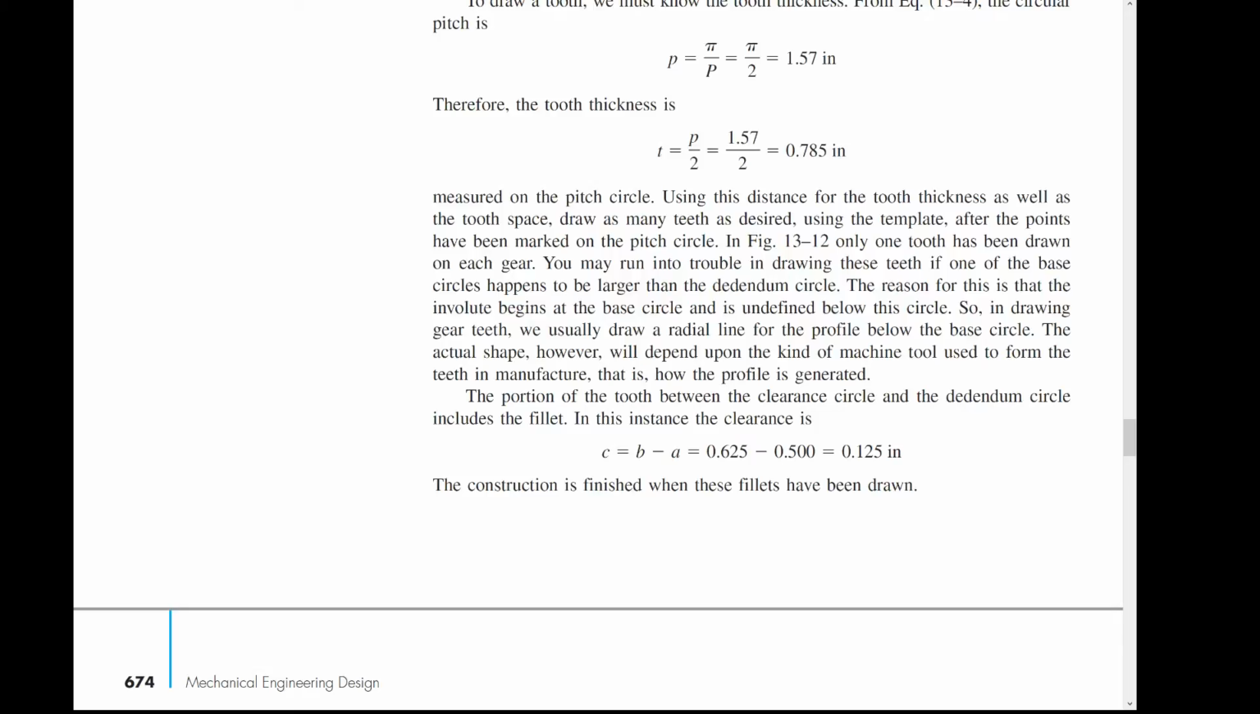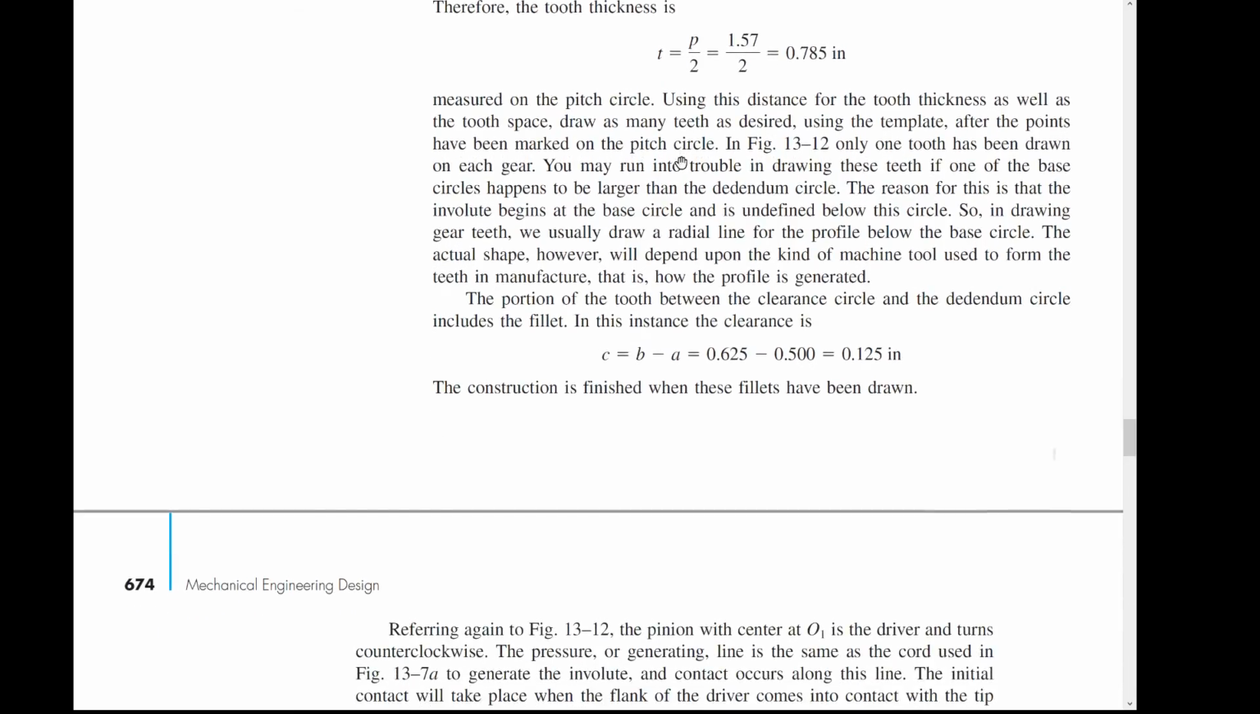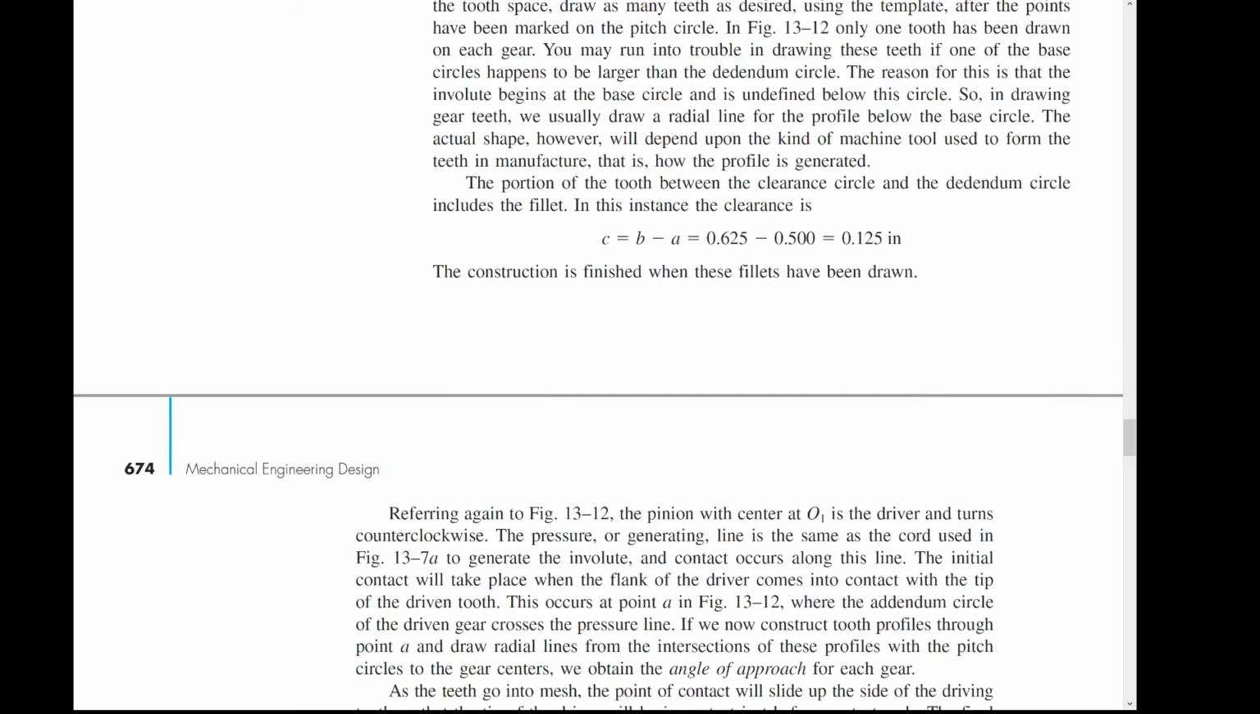In this instance, the clearance is C equals B minus A, equals 0.625 minus 0.5 over 1.25, or 0.125 inches. The construction is finished when the fillets have been drawn.